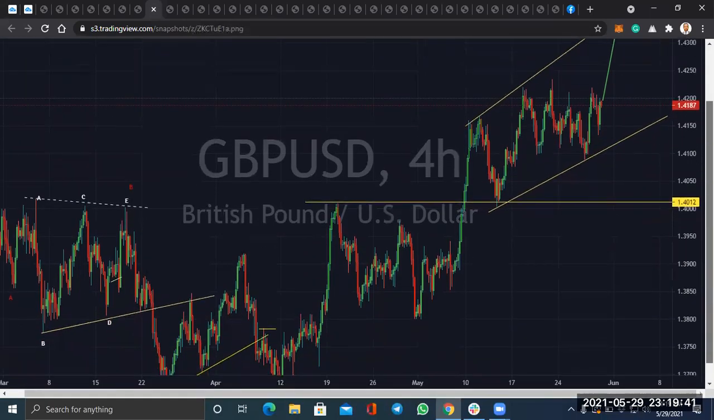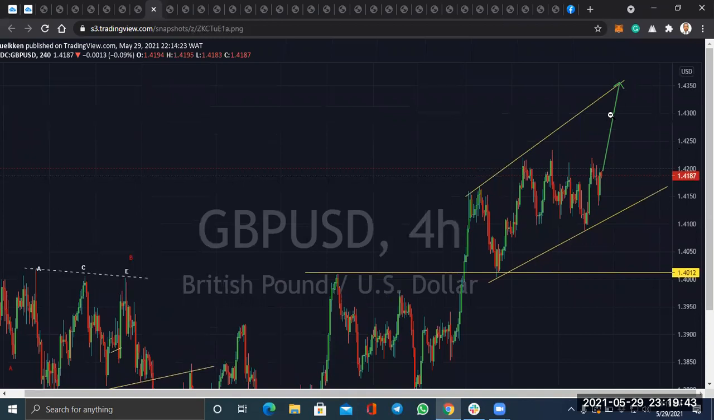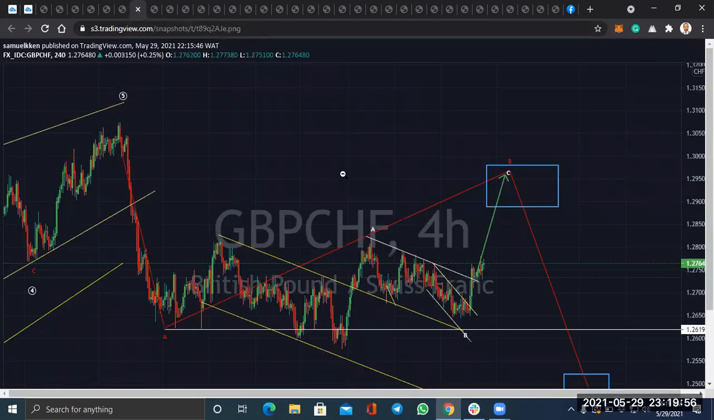Pounds USD, the same thing, buying towards 1.435, 1.44. Then we're going to look for sell from this place. Okay, so I'm almost through with my analysis today.